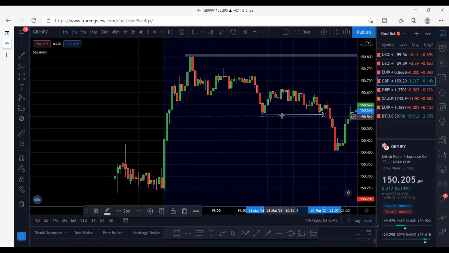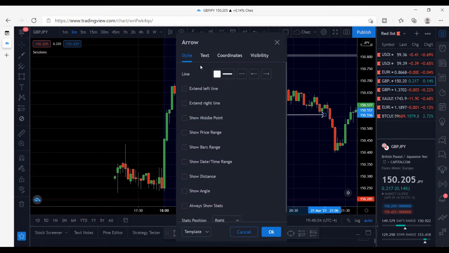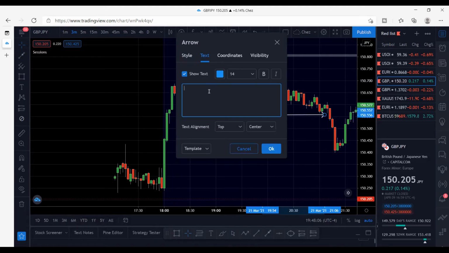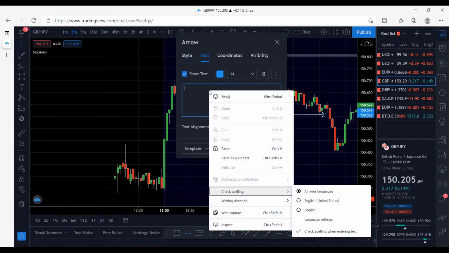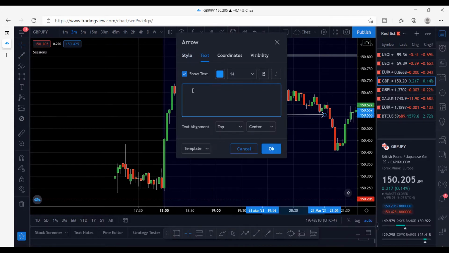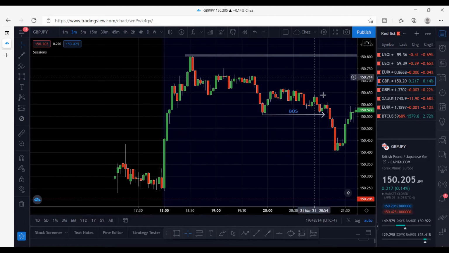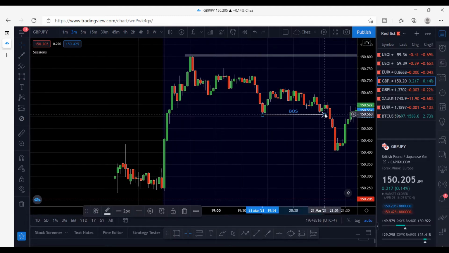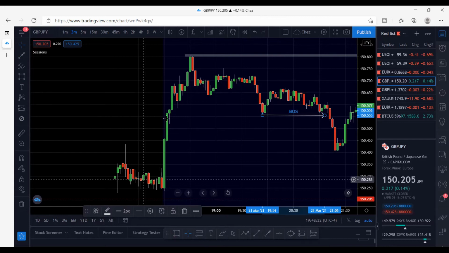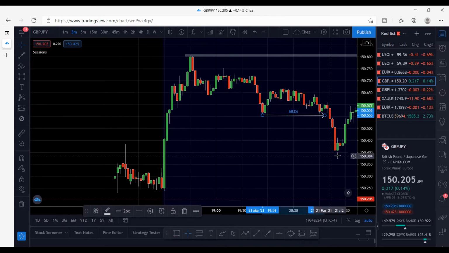So let me just label it for you. Yeah. That's a breaker structure. But the larger structure is still in place. I guess this was an uptrend. And then we have this area right here, which may become important in the future.